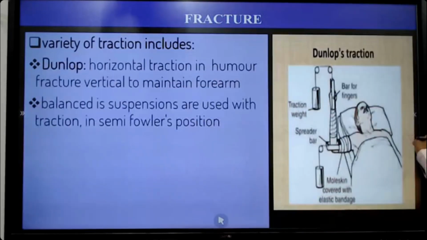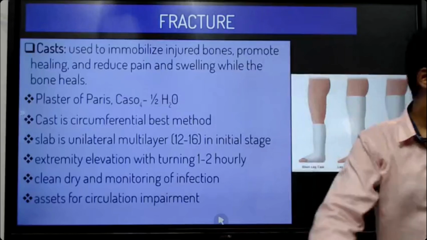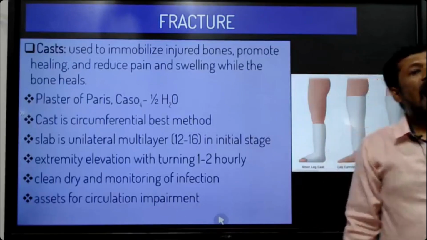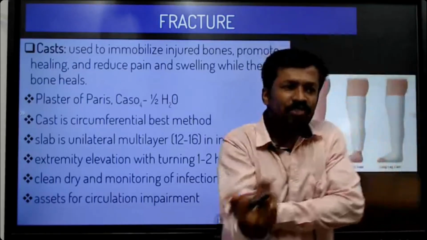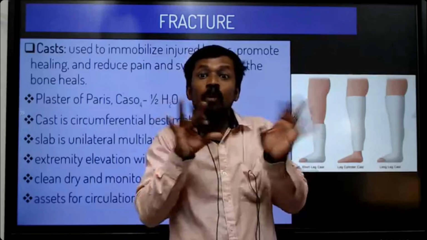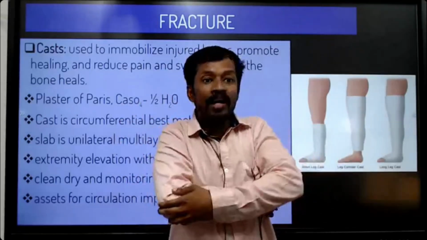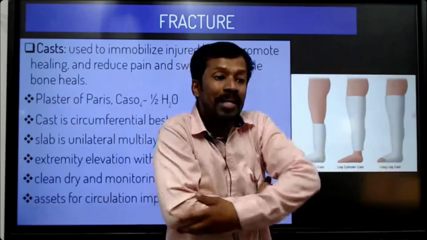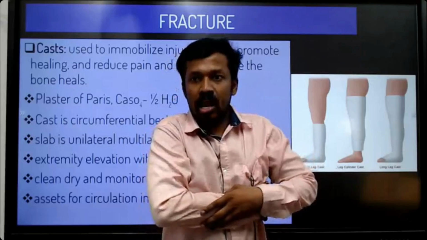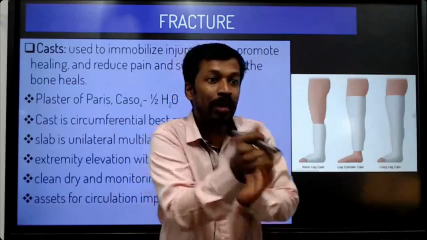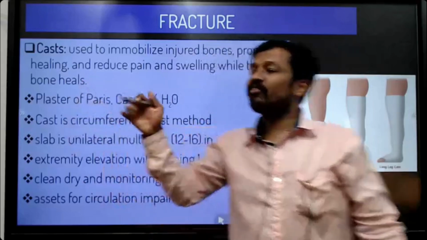Okay, so Dunlop. What is this cast? After reduction, we keep the part immobilized, non-movable, immovable, at a resting position. We will keep the cast to promote healing and to maintain alignment. For everything we are keeping a cast.